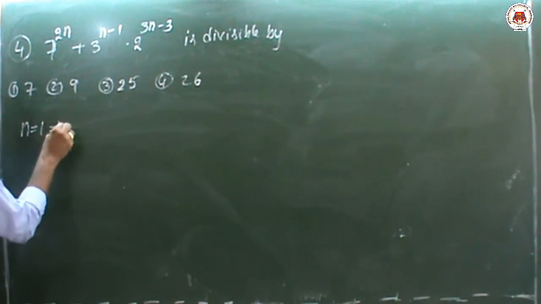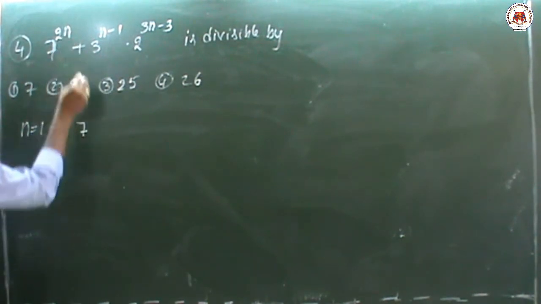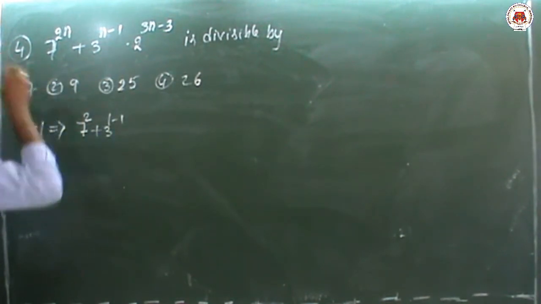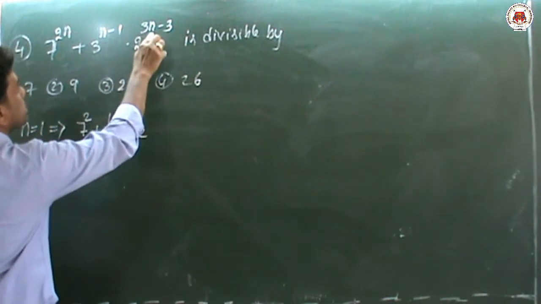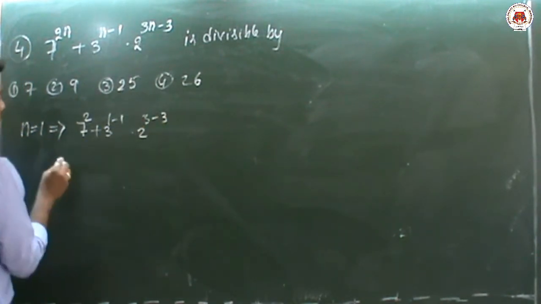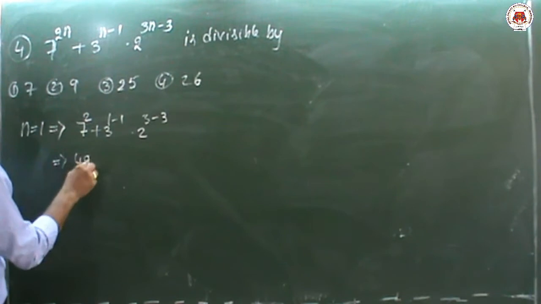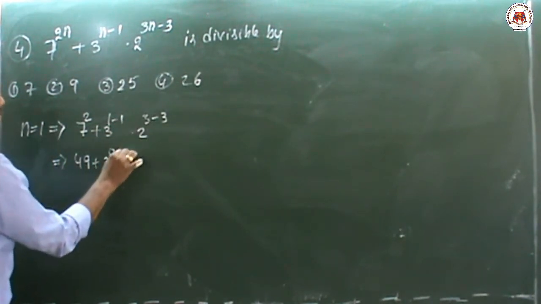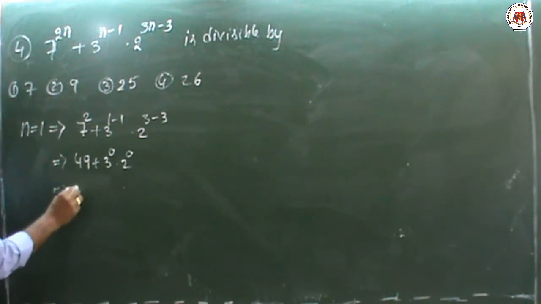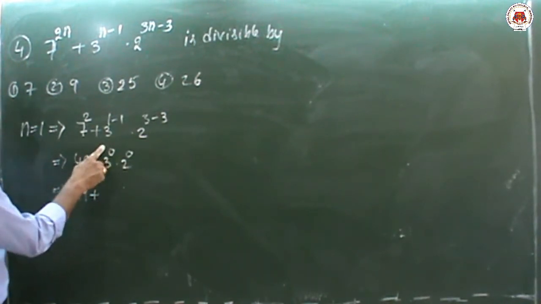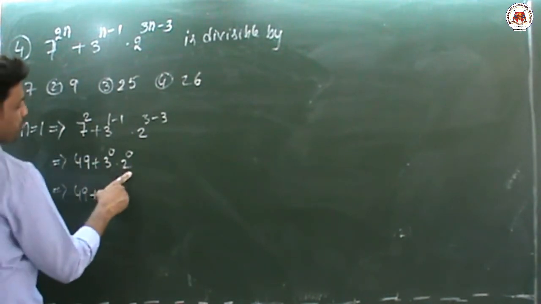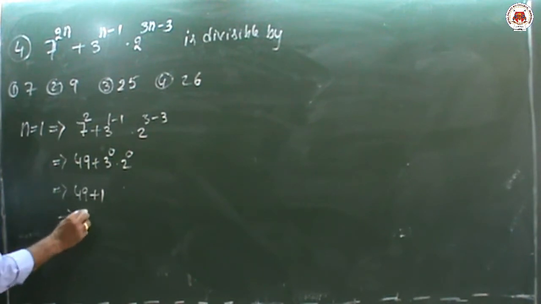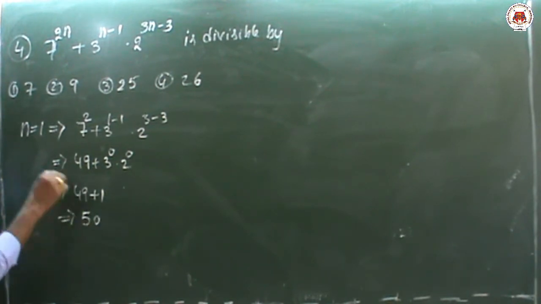If you put n equal to 1, then 7 to the power of 2 ones are 2, plus 3 to the power of 1 minus 1, into 2 to the power of 3 ones are 3, 3 minus 3. So 7 square means 49, plus 3 to the power of 0, times 2 to the power of 0. Any number to the power 0 has value 1, so 1 into 1 is 1. So 49 plus 1 is nothing but 50.